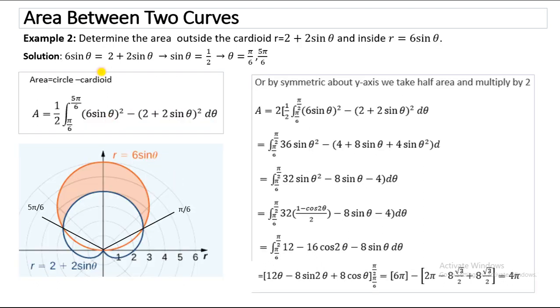Example 2. Determine the area outside the cardioid r equals 2 plus 2 sine theta and inside r equals 6 sine theta.